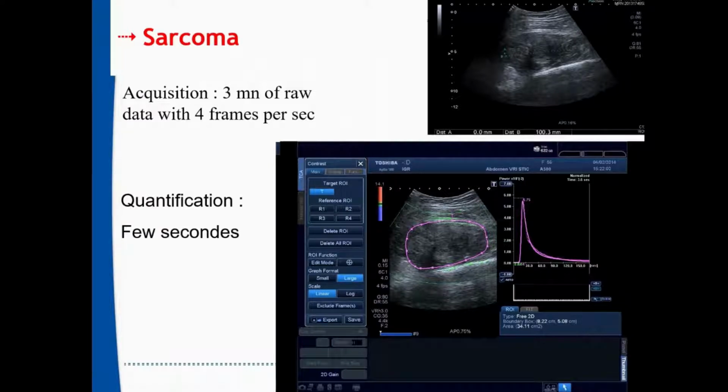So in order to save time, we try to standardize. So now we are working on the workflow. It takes a few seconds for the quantification. You determine your regions of interest, and we are able to record wash-in and wash-out, and we have 7 parameters related to the blood flow, the blood volume, and the mean transit time.